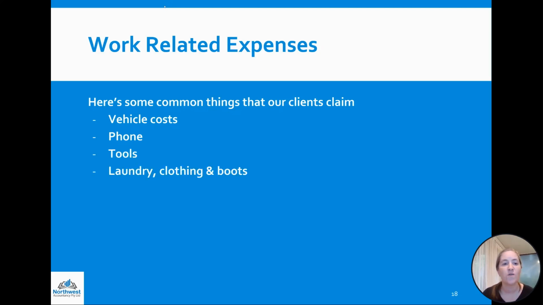Any tools that you use for work, laundry, clothing, and boots. So the tax office has pretty strict rules about how to claim laundry, but it's a standard charge that you do not need a receipt for. So I like that one. Clothing and boots. So just be wary with clothes that it has to be work specific. So if it's not got a logo on it, it has to be occupation specific.